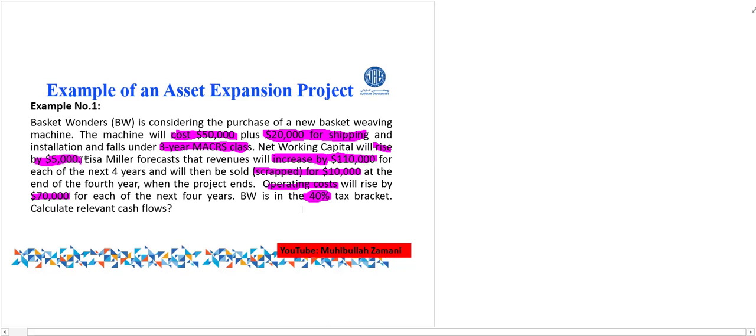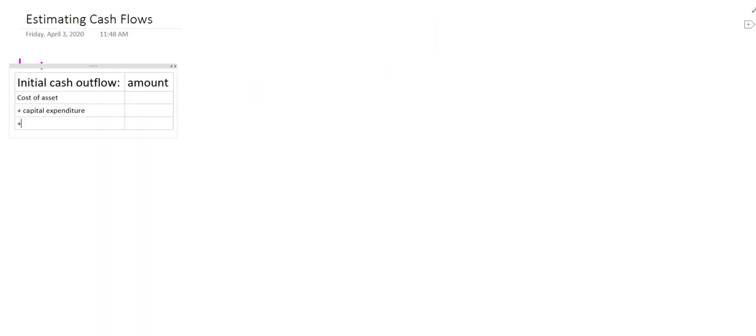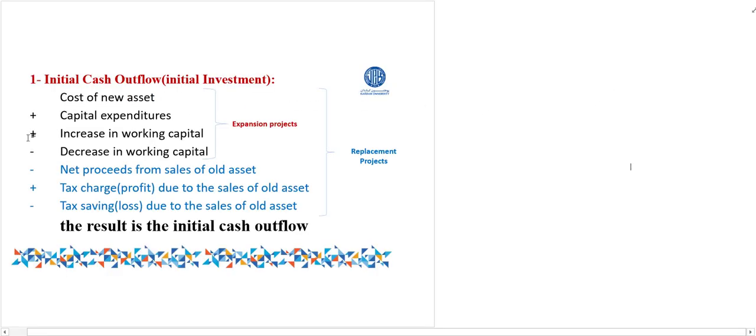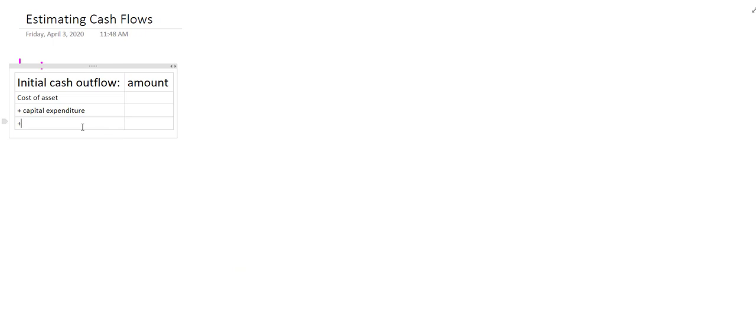There is a rise in working capital. It means working capital increased. If working capital increases, this was the formula: we have to add the working capital, right? So add the working capital. Increase, add, increase in working capital or WC.